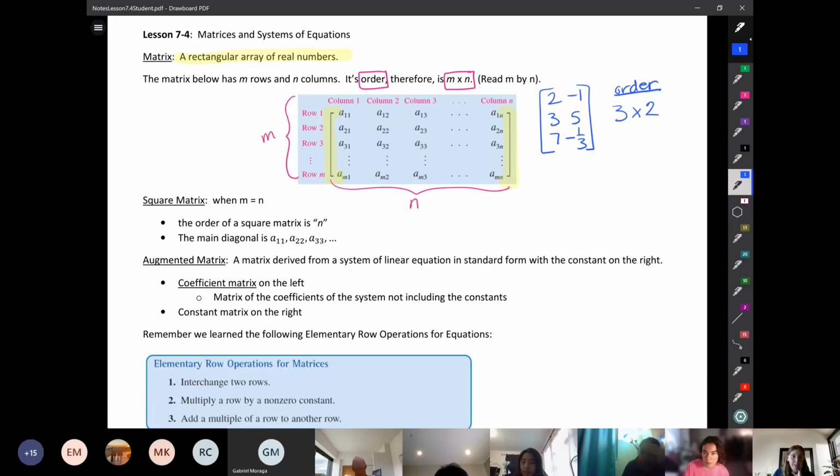All right, then we have square matrices. A rectangular array, well, if the dimensions of the rectangle are equal, then that makes a square. You guys know all that from geometry. So a square matrix is when the number of rows and the number of columns equal each other, so m is equal to n. When we say the order of a square matrix, we don't have to say 2 by 2, we can just say 2. If it's a 5 by 5, we just say the order is 5.